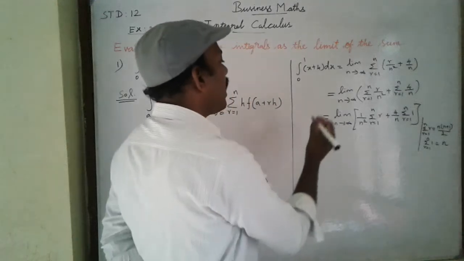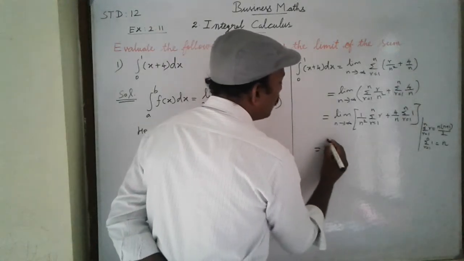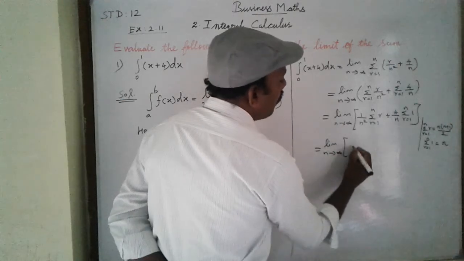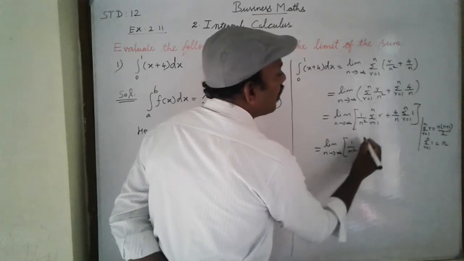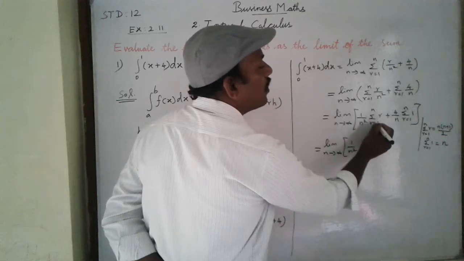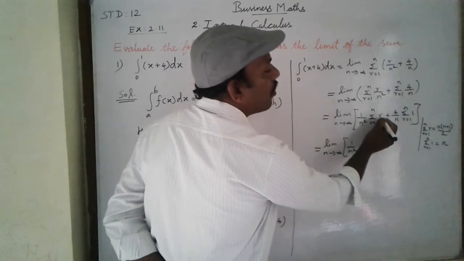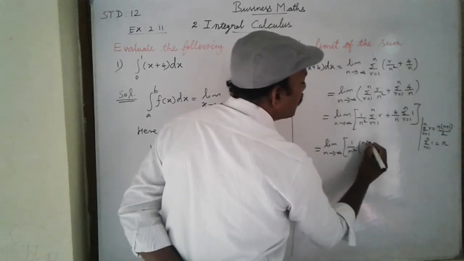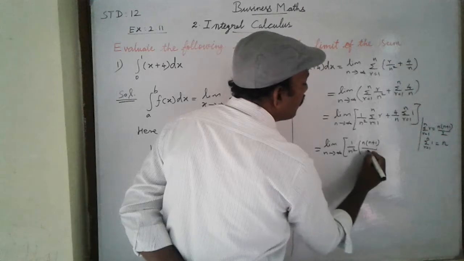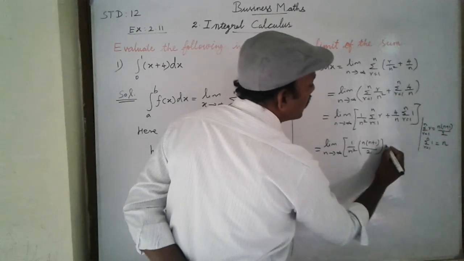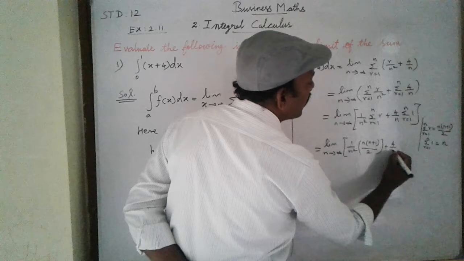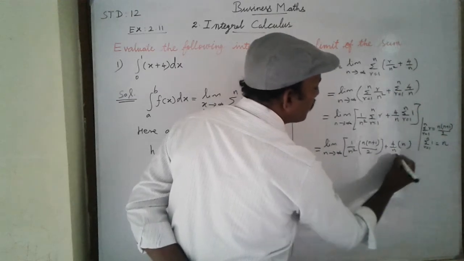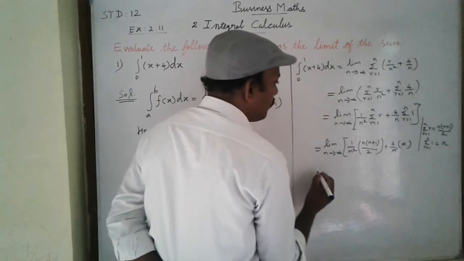So we substitute this value. That is equal to the limit as n tends to infinity of 1 by n square into n into n plus 1 divided by 2, plus 4 divided by n into n, the value of sigma 1. So n cancels.